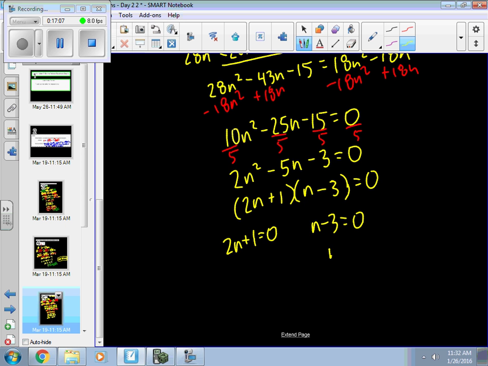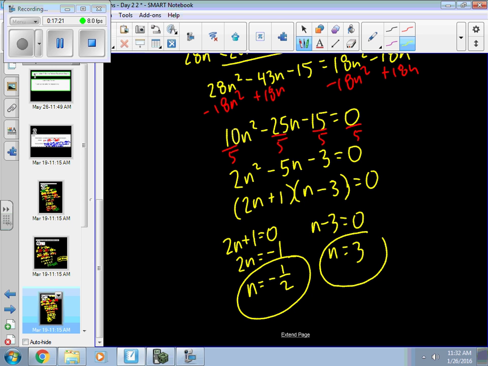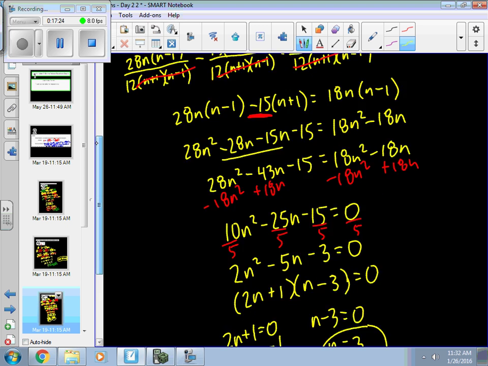Here we just got to add 3, and one answer is 3. On this other one we got to first minus 1 and then divide by 2, and it looks like we get negative 1/2. So we got negative 1/2 and 3 as answers. Now we got to check. Do these work, or are some of them extraneous solutions?